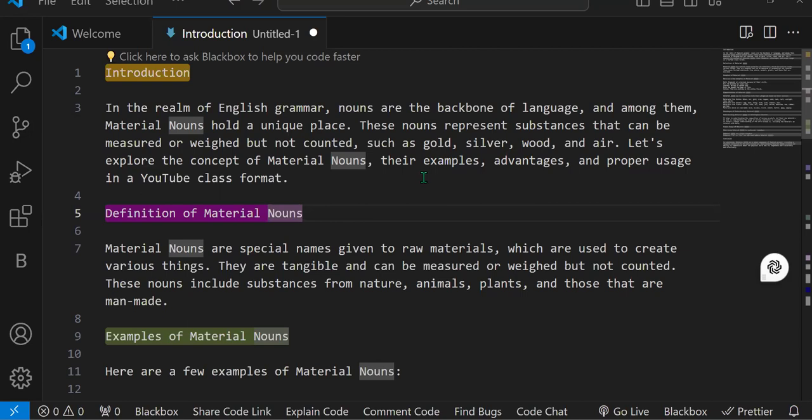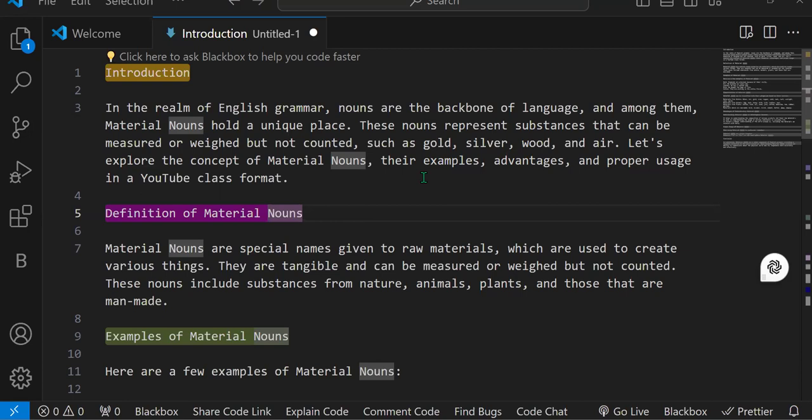So today in this class, we will learn about material nouns. What are material nouns and how can these nouns be helpful in our daily life or communication? Let us see how these nouns will help in our daily life communication.